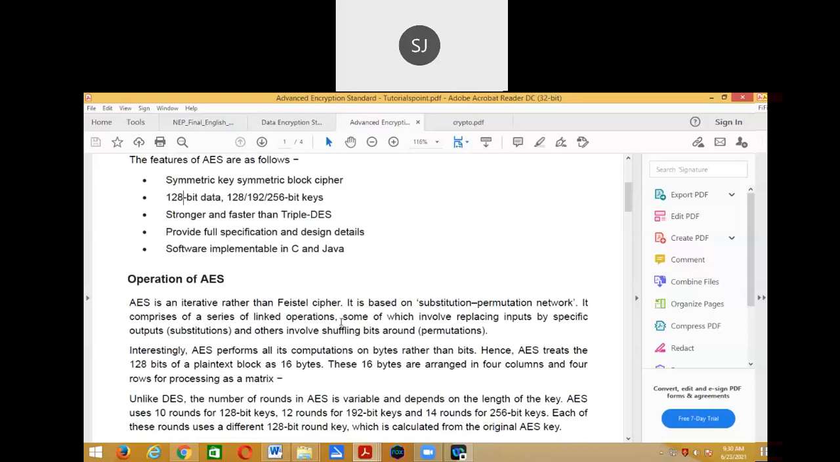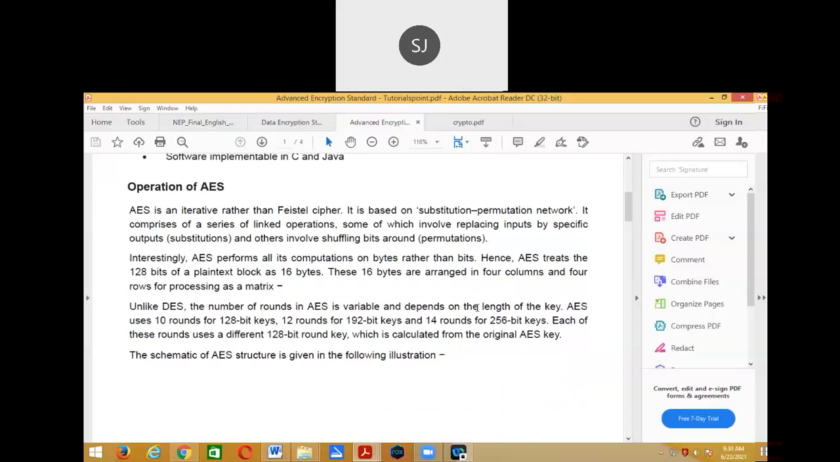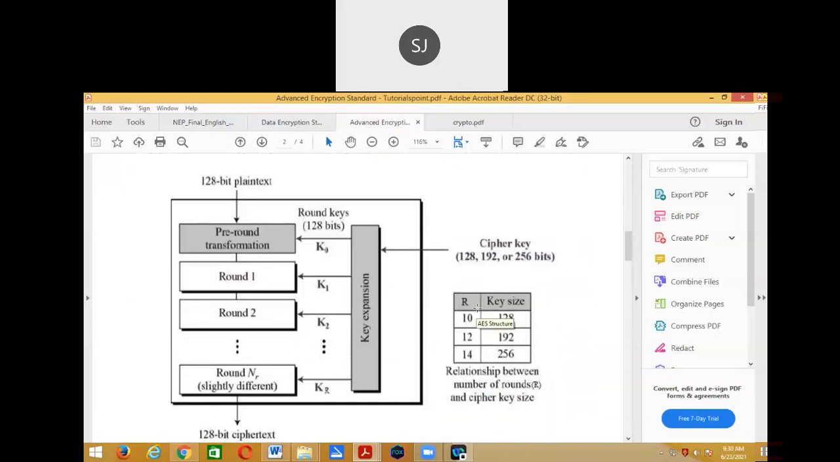Its operation, as you see, AES is iterative again, just as in the case of DES. There is again a sequence of substitution and permutation, as you have seen in DES. Permutation means changing the positions. Substitution is achieved by using S-boxes. The same thing is applicable here. A 128-bit plain text is taken.